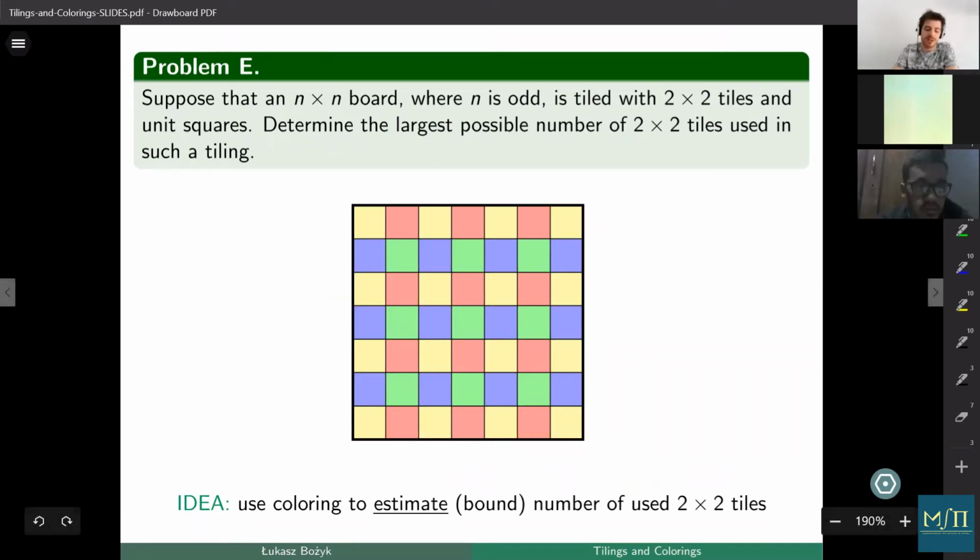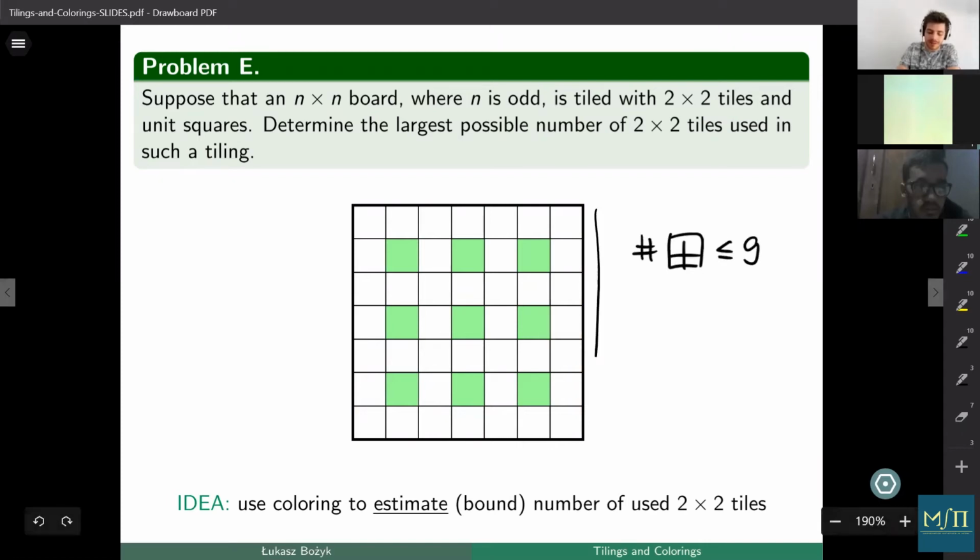Okay, so for example, we cannot have more than 16 2 by 2 squares because we have 16 yellow squares. We cannot have more than 12 2 by 2 squares because we have 12 blue squares. And finally, because our favorite color is green today, we cannot have more than 9 2 by 2 squares, right? Because we have only 9 green cells here, and every 2 by 2 square will cover exactly one of those. So the number of 2 by 2 squares is less than or equal to 9.